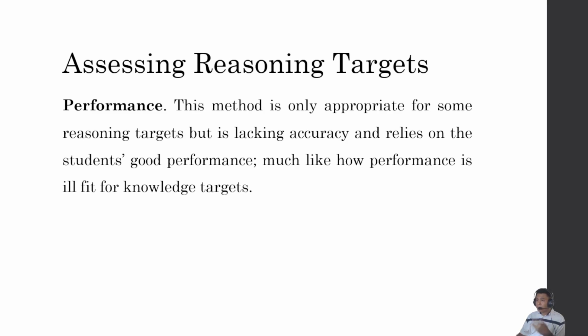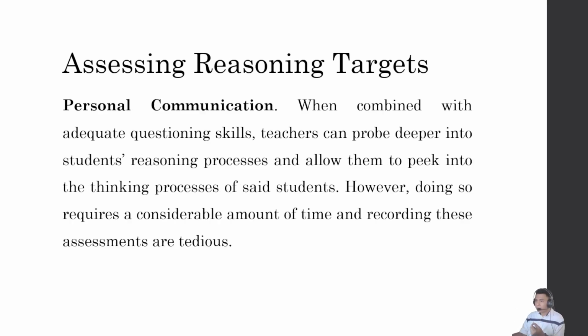Okay? And then performance. This method is only appropriate for some reasoning targets, but again, performance also has problems for reasoning targets, in the same manner that it has many problems for knowledge targets. Again, performance is a combination of knowledge, reasoning, and then skill. Okay? You cannot isolate all of these things when you are assessing reasoning targets using performance.